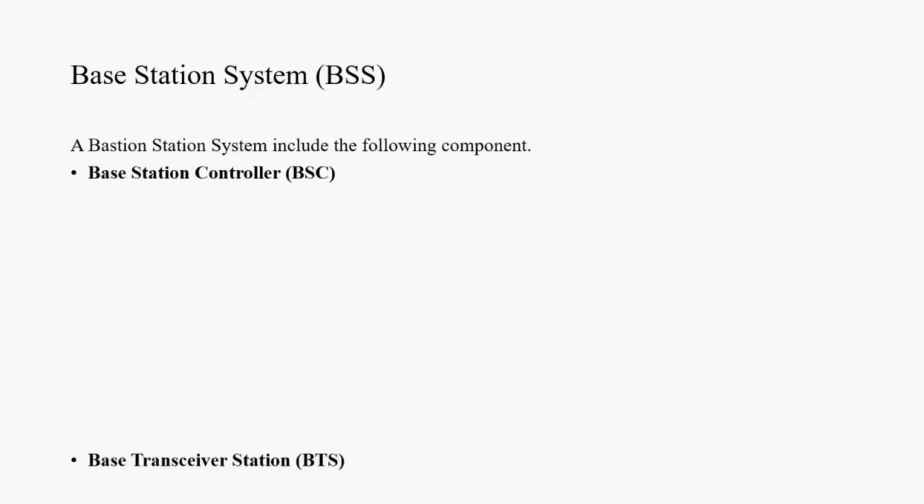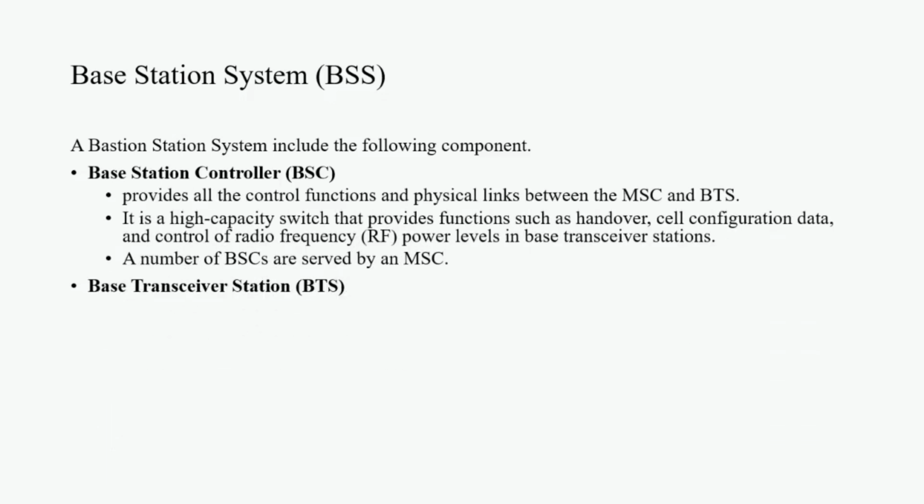Then we have base station system. As already mentioned, BSS consists of two major components. One is BSC, base station controller, and the other is BTS, base transceiver system. BSC manages all the base transceiver systems, handoff, and the power level of the base station. It checks at which power level base station communication takes place so that overall interference can be controlled. A mobile switching center MSC can have multiple BSC.